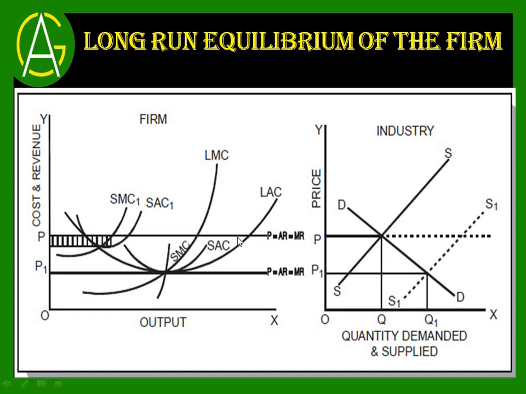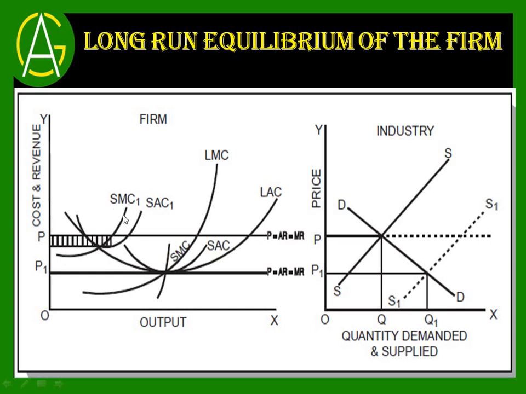Friends, you know that the price is equal to average revenue is equal to marginal revenue under the perfect competition. So all these are equal. So this is the price line, this is the average revenue, and this is the marginal revenue. Now again we have to find out first what is equilibrium point of the firm. In order to find out equilibrium point, we require marginal cost and marginal revenue. This is the marginal revenue curve, and this is the marginal cost curve.